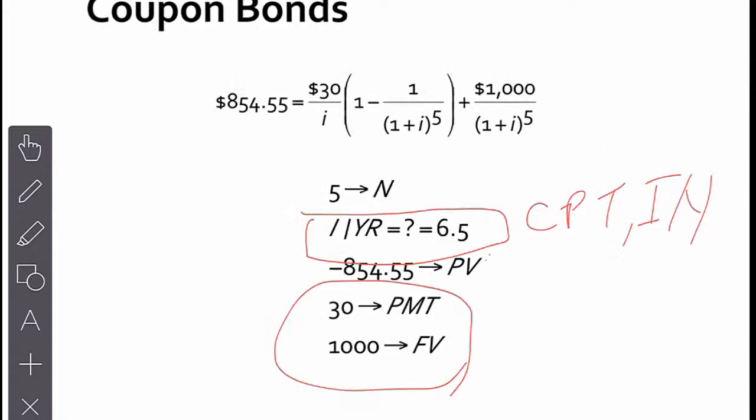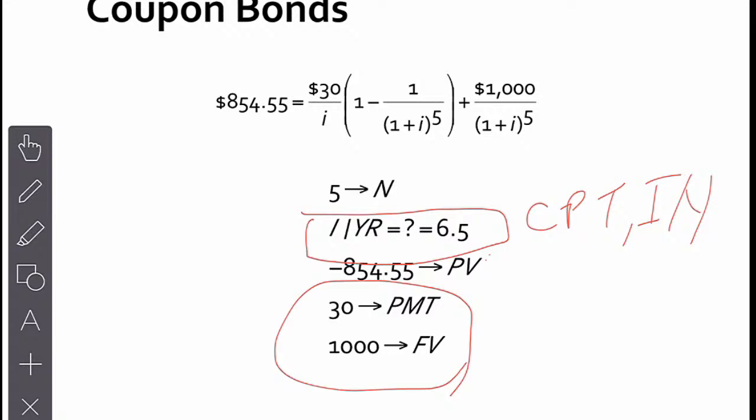Are we good? Why is PV negative? Remember, the financial calculator operates with cash flows. To properly solve this equation, the calculator needs to know which of these cash flows are inflows and which are outflows. Okay? PV will be negative because, let's say you're the holder of the bond. That means you loaned out your money. How much you loaned out?